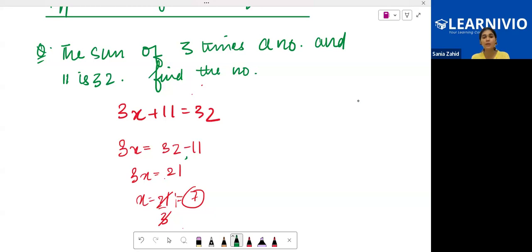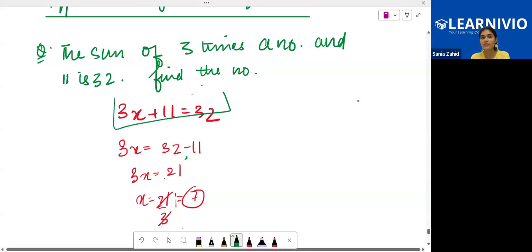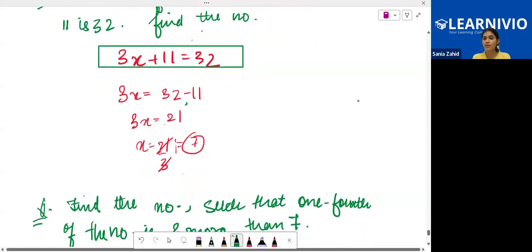So 3 times a number means 3x, and 11. So 3x and 11 is 3x plus 11 is equal to 32. So the equation becomes 3x plus 11 is 32, right? And then you can solve it. You can solve it by either of the methods. Either you can use the transposing method, or yesterday I taught one more method.